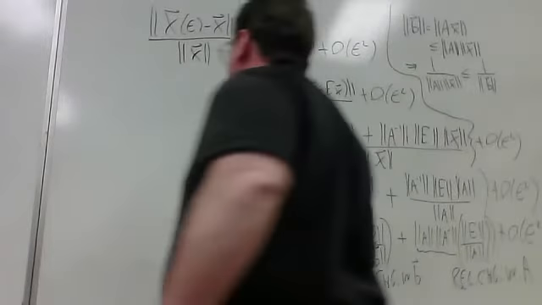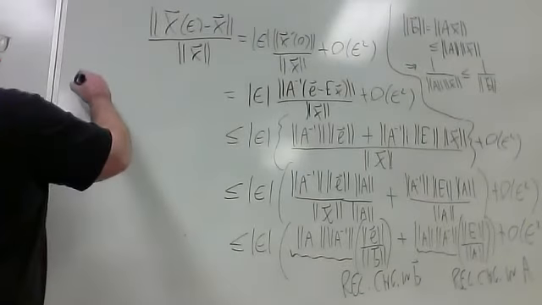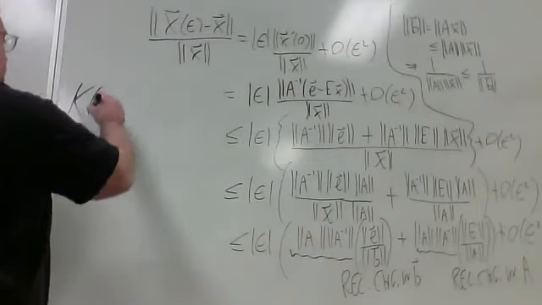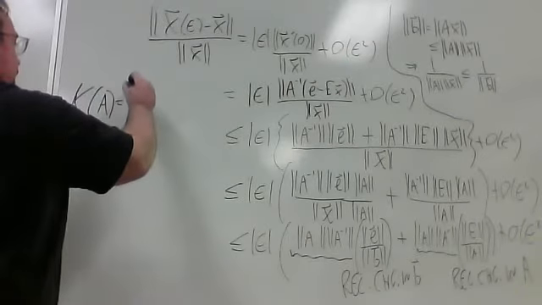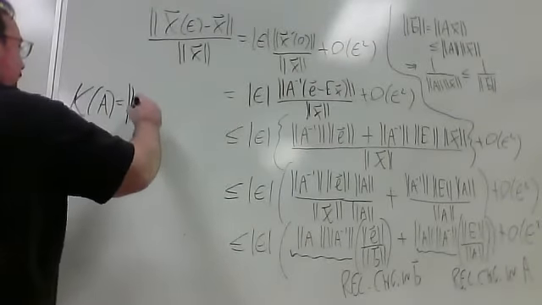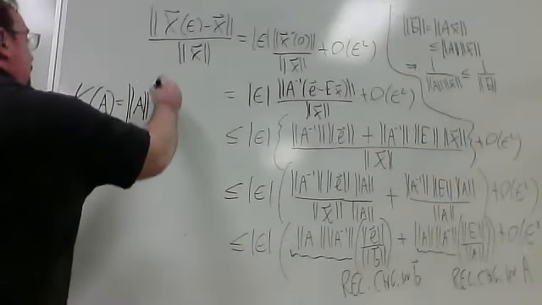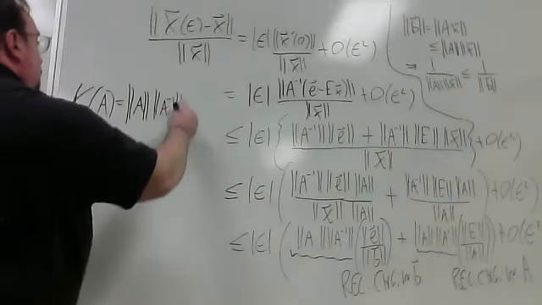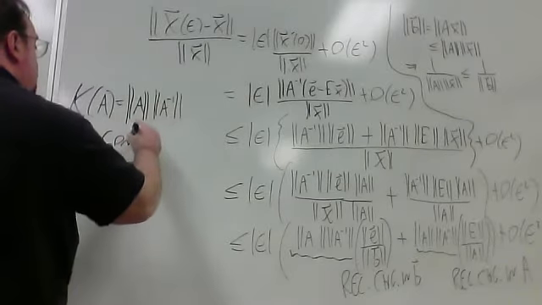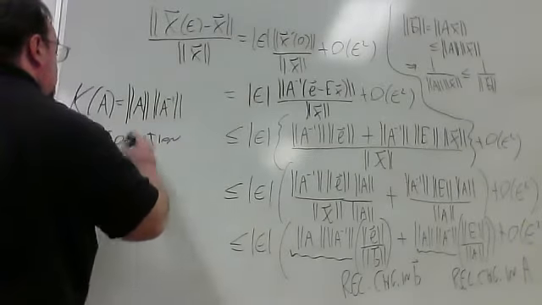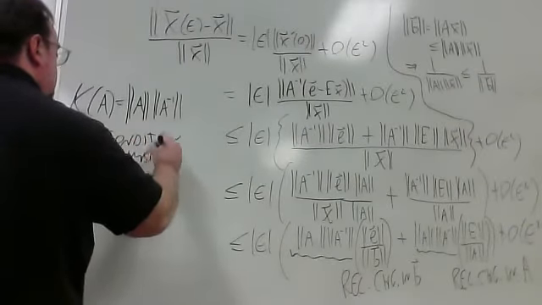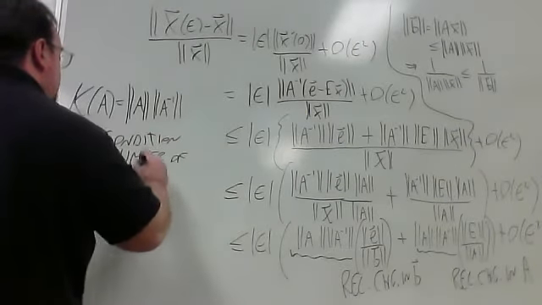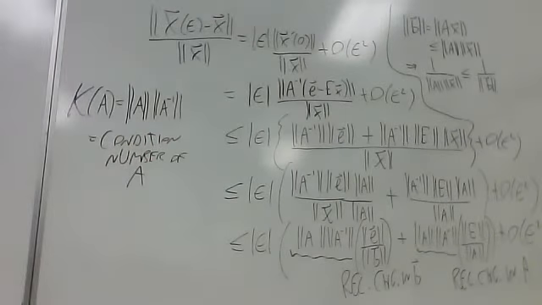All right, so a definition I'll make is kappa of A. I know this is a slanted K, but whatever. The norm of A times the norm of A inverse. And that is called the condition number of A. Now, the condition number can be measured using any matrix norm.